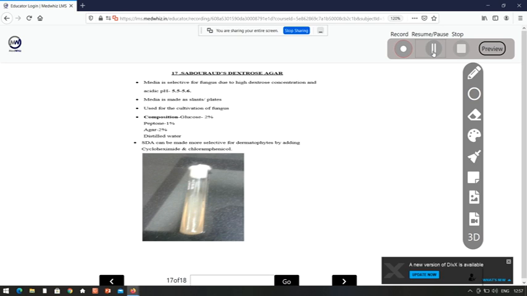This SDA can be made more selective if you are suspecting any dermatophytes. So we can change this SDA into a dermatophyte medium by adding cycloheximide and chloramphenicol into this media. Thereby, it kills all the other bacterial isolates. It facilitates only the growth of these dermatophytes.